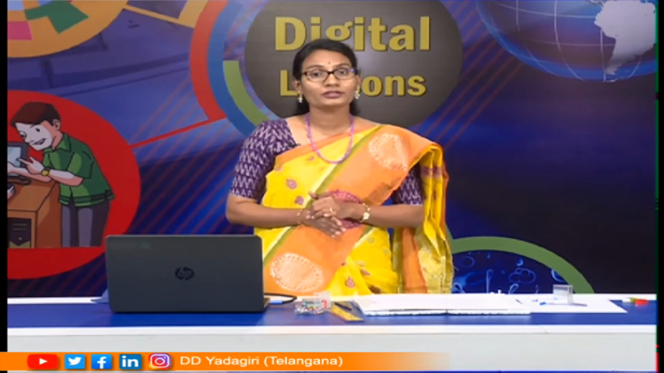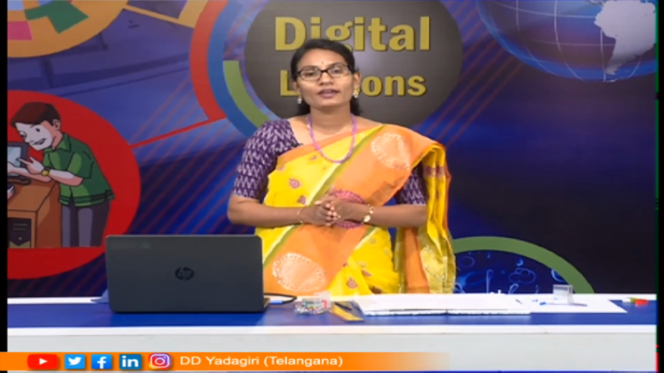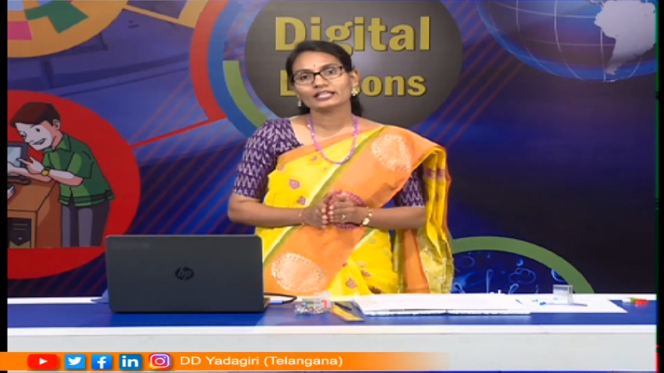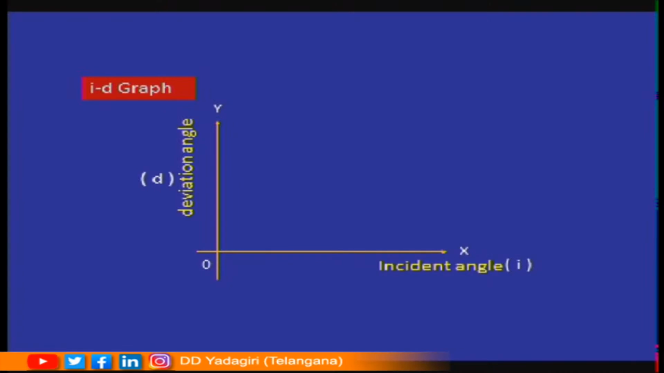You have to plot the graph between I and D. So, take the I values on the x axis, take the deviation angle on the y axis and plot the graph. This is known as the I-D graph. Here I took incident angle on the x axis and deviation angle on the y axis. When you plot the graph between the incident angle and the deviation angle, you will get a curve like this.